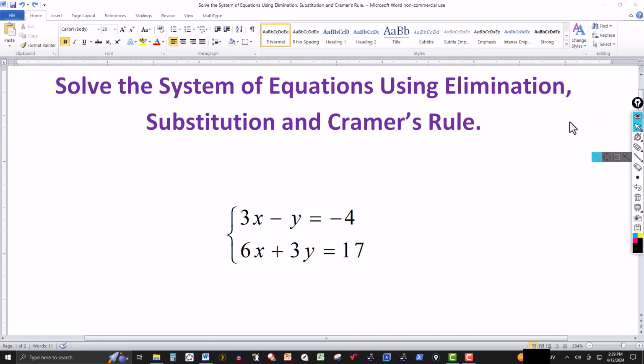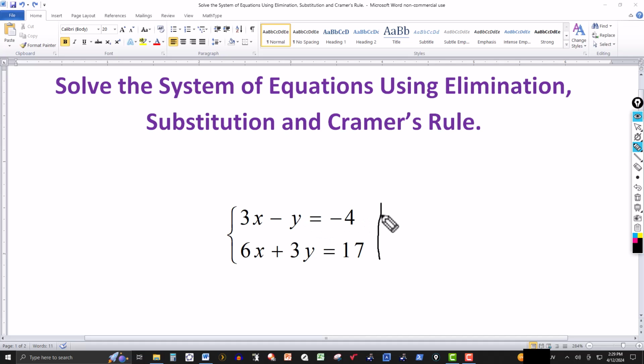And the elimination method, the procedure is to eliminate one of the variables. We got x and y. It's a lot easier to solve if we just have one variable. So we have the choice to eliminate one of them. Doesn't matter which one. I'm going to eliminate the y.